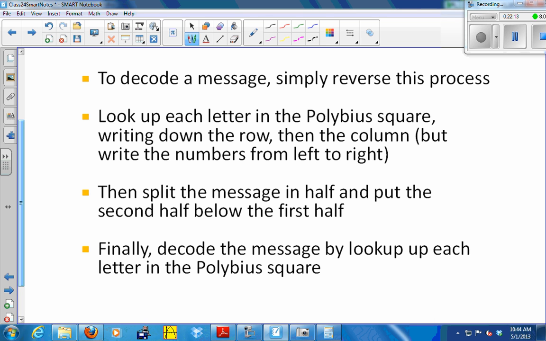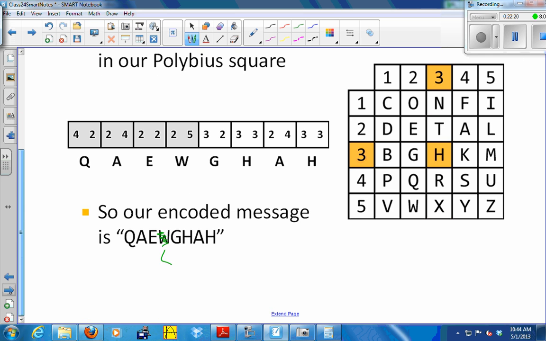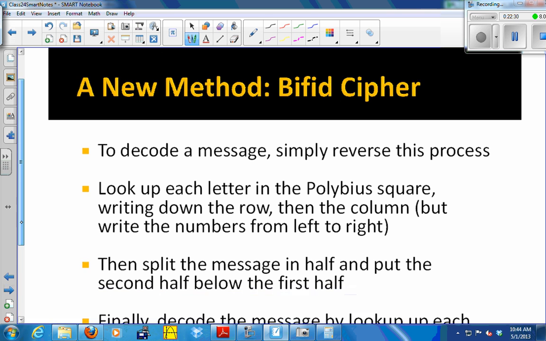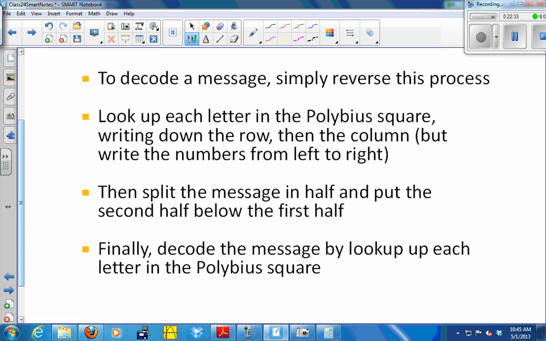So we have to take the steps that we did to encode and do them backwards. The very last thing we did was look up these numbers and get letters. So we're going to take each of these letters, look up the row and column, and write them left to right. Then you split the message in half, put the second half below the first half, and read the letters vertically.